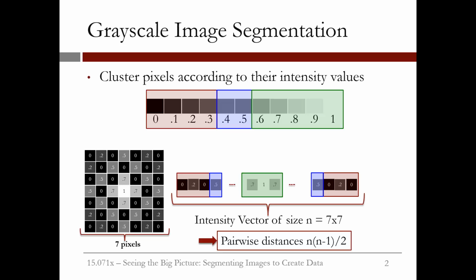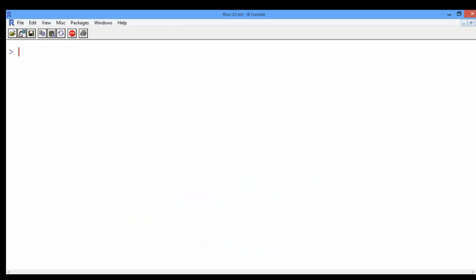Now we should be ready to go to R. I already navigated to the directory where we saved the flower.csv file, which contains the matrix of pixel intensities of a flower image.